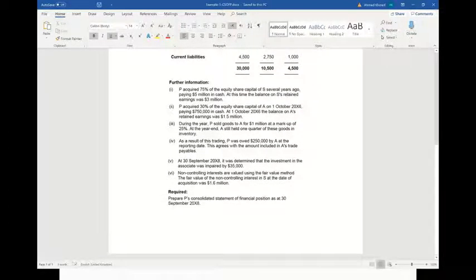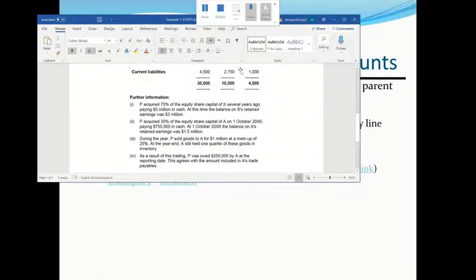The first piece of information: B acquired 75% of the equity share capital of S, which is a subsidiary, several years ago, paying 5 million in cash, which is the cost of investment. At this time, the balance sheet of S retained earning was 3 million, which is mainly the retained earning at acquisition date. So we're starting here using this information to calculate several items.